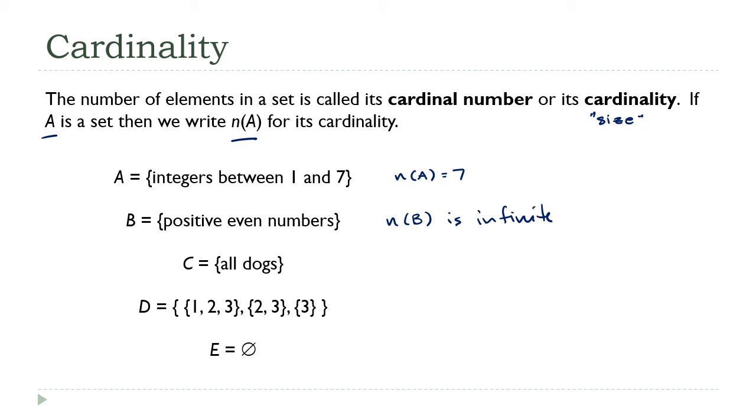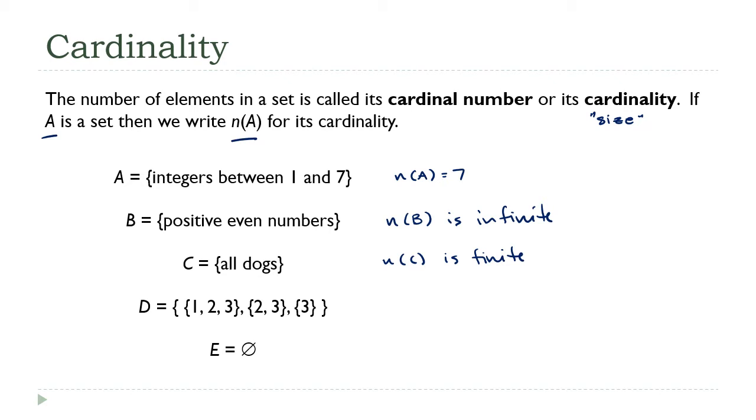All right, so how about C? The set of all dogs. Well, this one is tricky. I know that it's finite. I know there are a finite number of dogs in the world, right? But I still don't know how many, right? And again, that's going to happen. Sometimes we can't be any more specific than that.